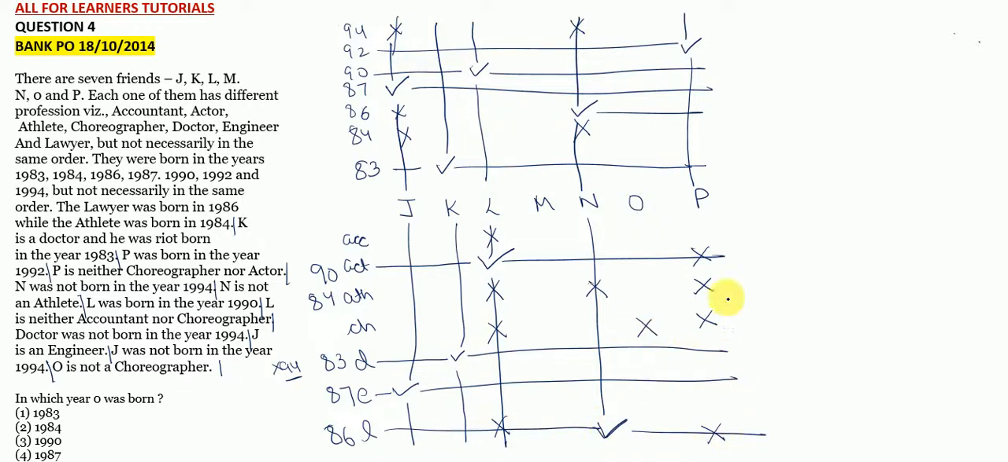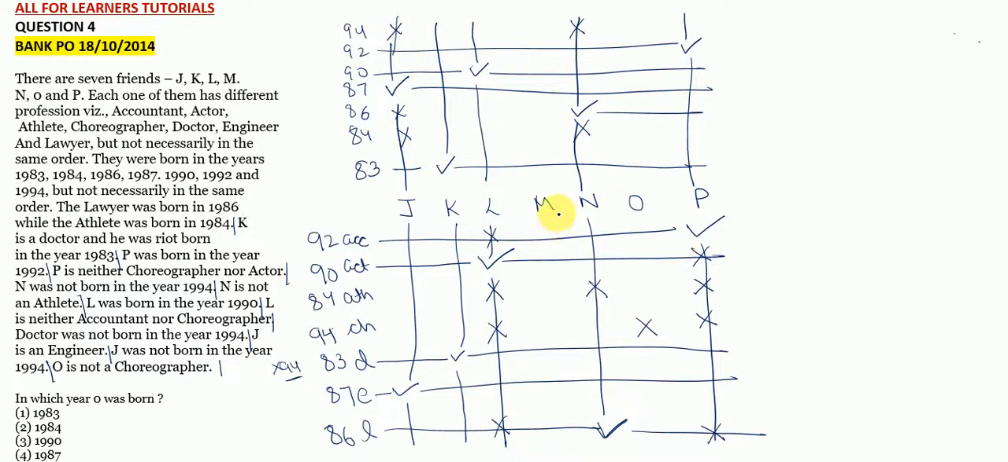P cannot be lawyer, is not an engineer, not a doctor, not a choreographer, not an athlete, not an actor. So P is an accountant. And if P is an accountant and P is born in 92, we can write that the accountant was born in 92. Which is left now? Choreographer. And the years left are 83, 84, 86, 87, 90, 92 and 94. So the choreographer was born in 94.